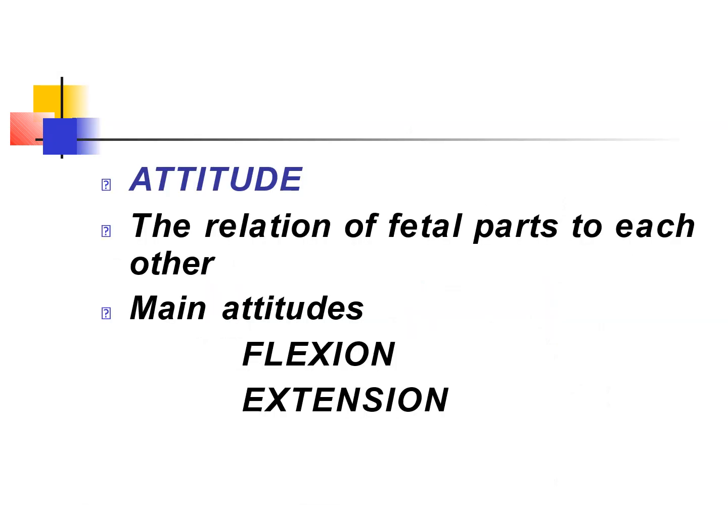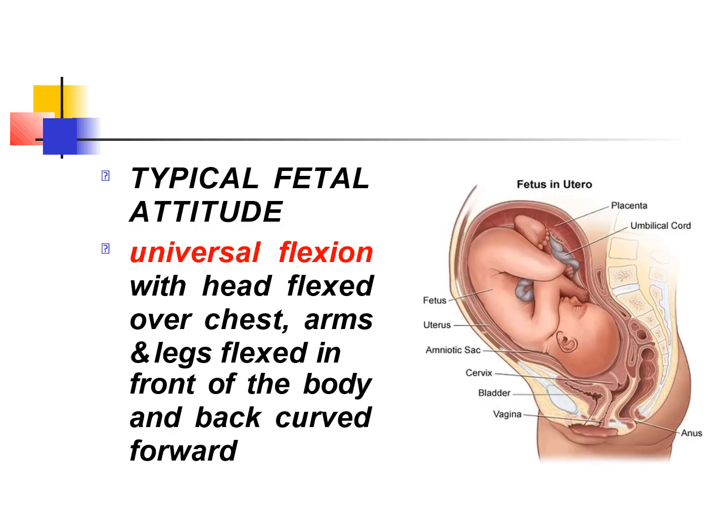Next is attitude. Attitude is the relationship of the fetal parts to each other. The main attitudes are flexion and extension. The universal attitude is flexion, that is, the fetal head will be flexed over the chest, and the arms and legs will be flexed in front of the body, and the back will be curved forward. This is the universal attitude, and this is the normal attitude.